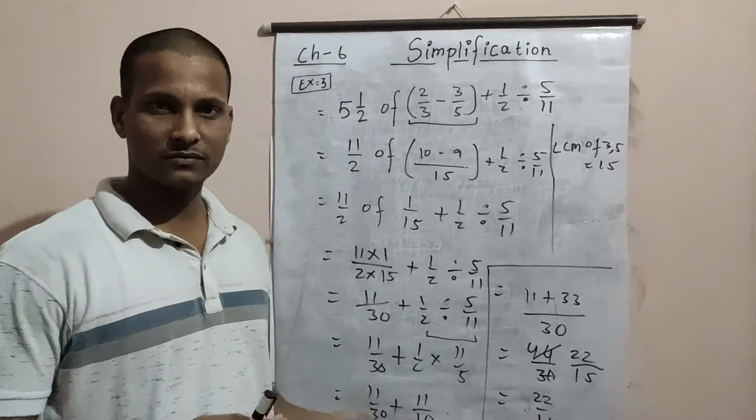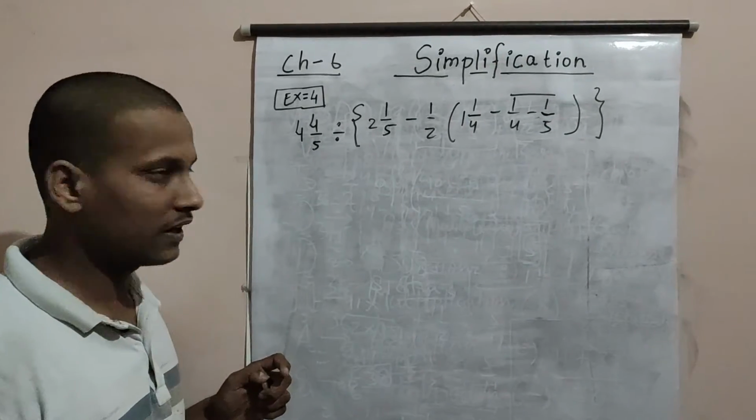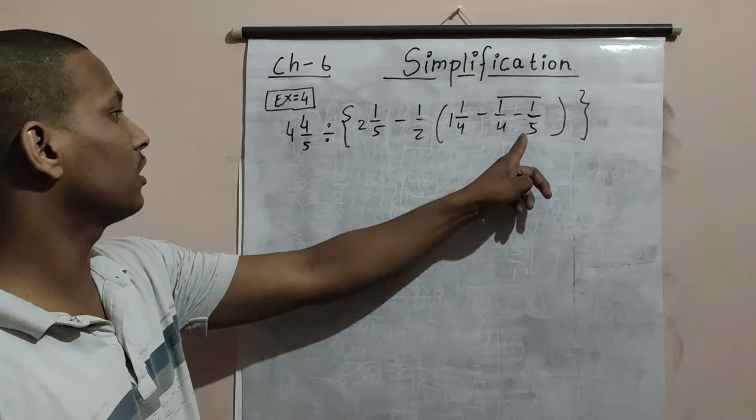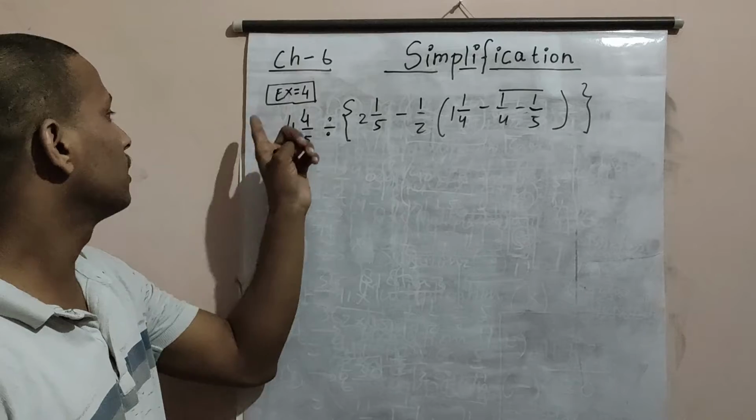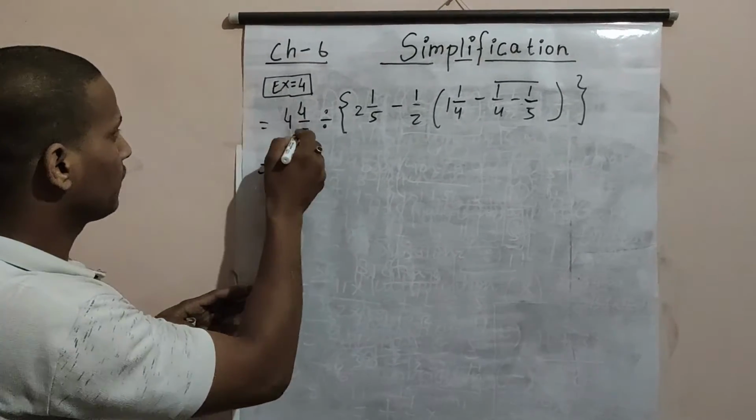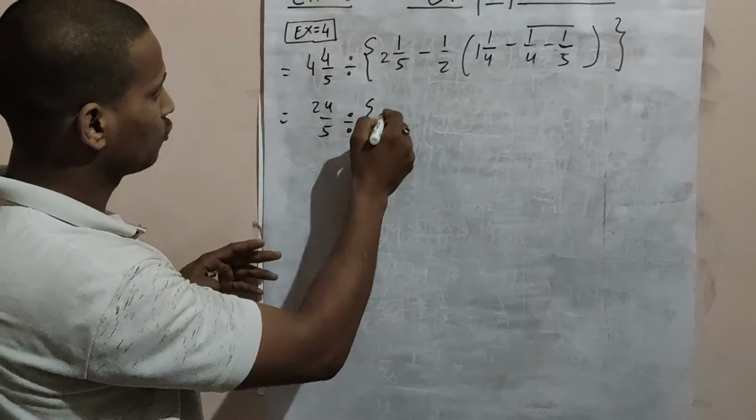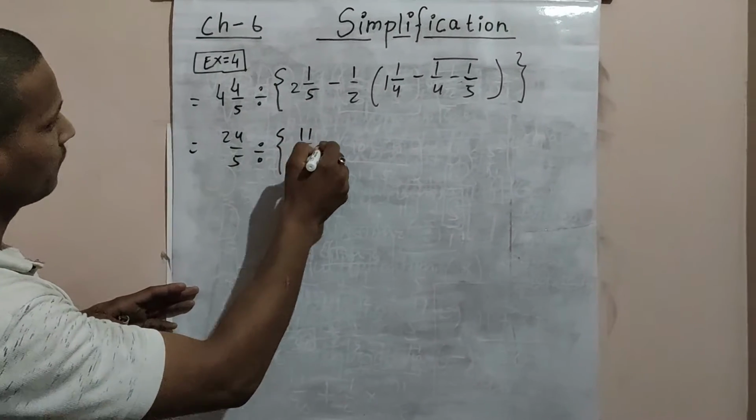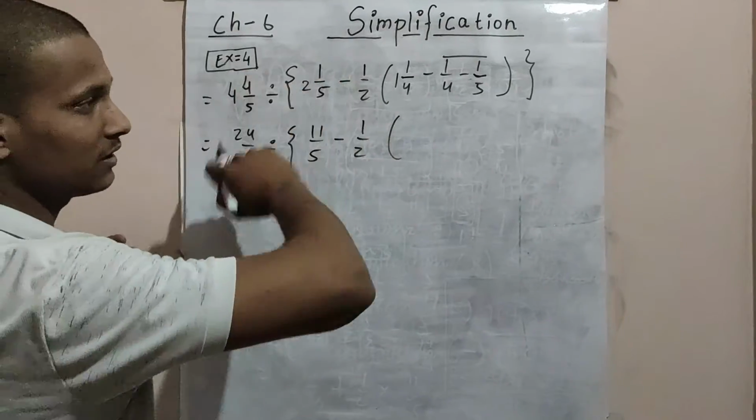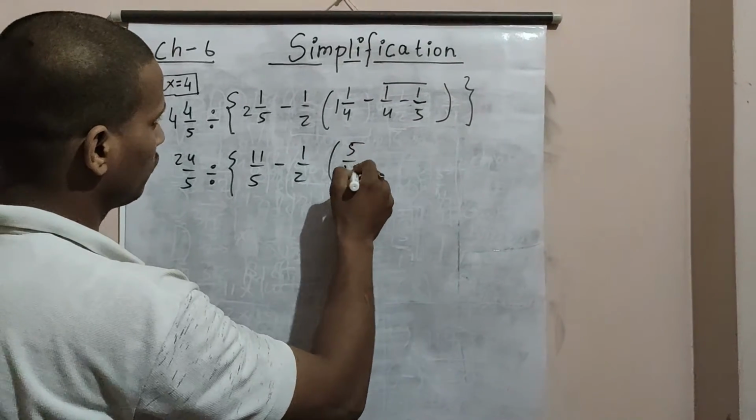Okay, let's take one more example. So here one more example with the bar in fraction values. So first we need to solve this bar. Simultaneously we need to convert the mixed fraction values into improper fractions. 4 5s are 20 and 4, 24 by 5, then division. 2 5s are 10 plus 1, 11 by 5 minus 1 by 2. Remember this, here no sign is there, we will discuss later on. 4 1s are 4 plus 1, 5 by 4 minus.